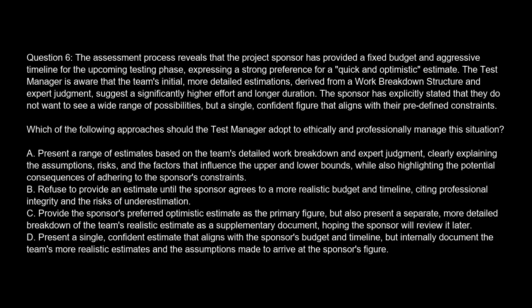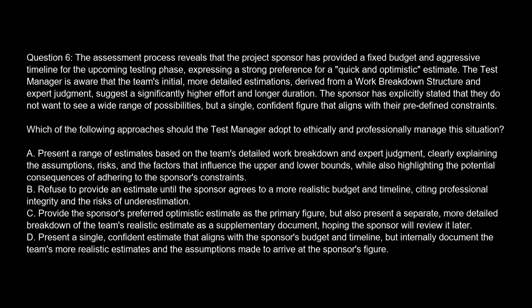Question 6. The assessment process reveals that the project sponsor has provided a fixed budget and aggressive timeline for the upcoming testing phase, expressing a strong preference for a quick and optimistic estimate. The test manager is aware that the team's initial, more detailed estimations, derived from a work breakdown structure and expert judgment, suggest a significantly higher effort and longer duration. The sponsor has explicitly stated that they do not want to see a wide range of possibilities, but a single, confident figure that aligns with their predefined constraints. Which of the following approaches should the test manager adopt to ethically and professionally manage this situation?